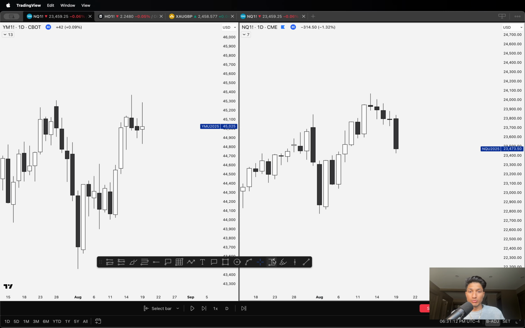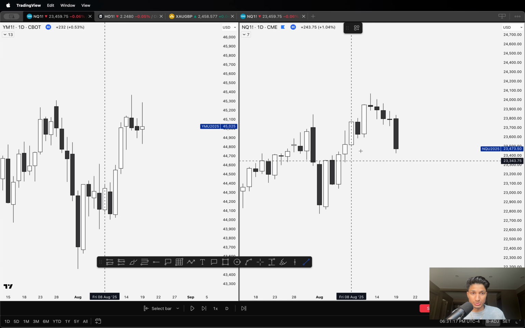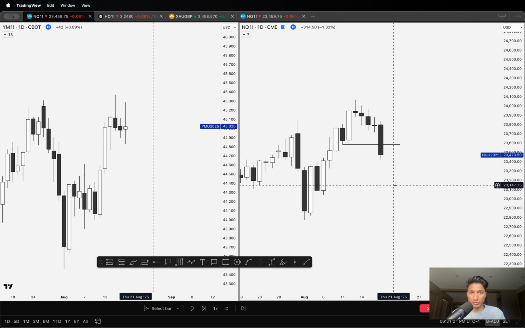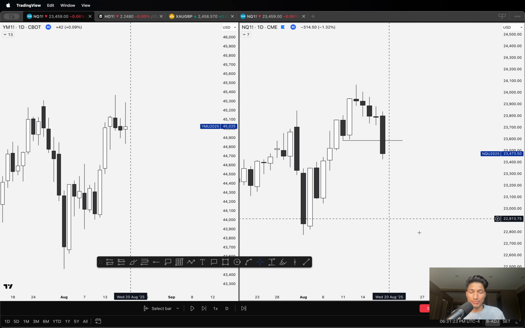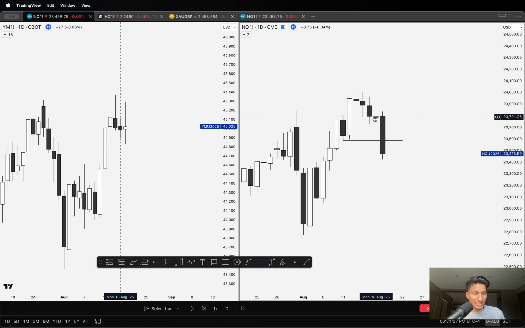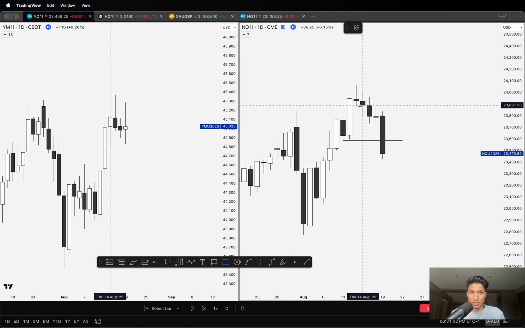So let's quickly refresh what my draw on liquidity was for the day. I was looking to target this range low down here, this external range low, for one simple reason. And if you looked at my last trade recap from yesterday, you're going to know why I had a bearish perspective of the market on NASDAQ, and I actually had more of a bullish perspective for the YM. So let's start with that bearish perspective.